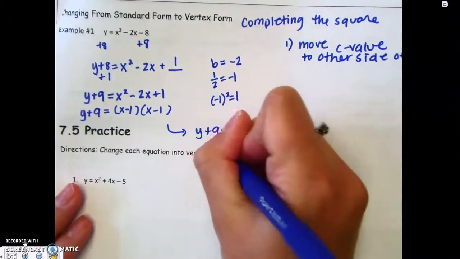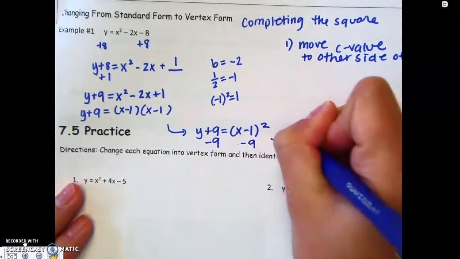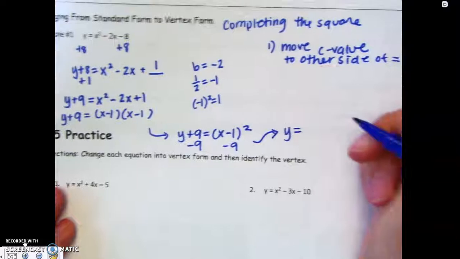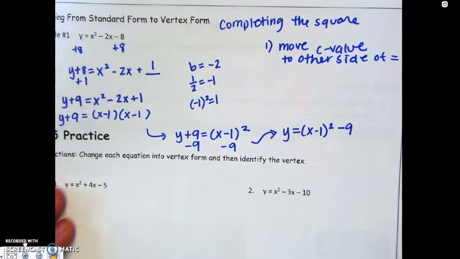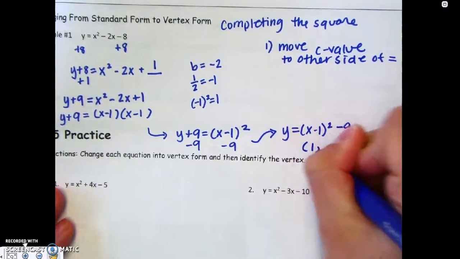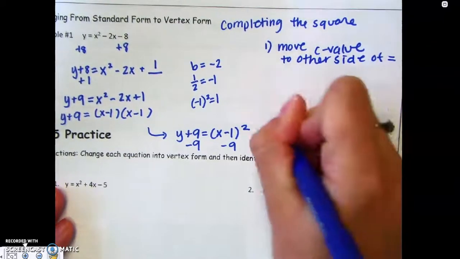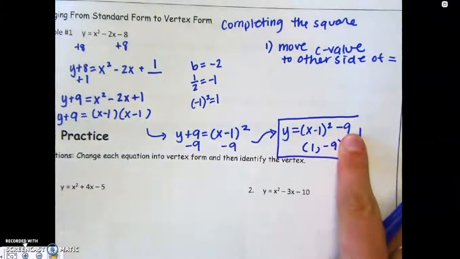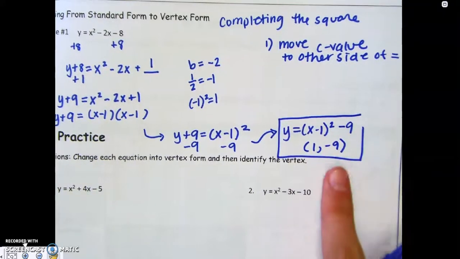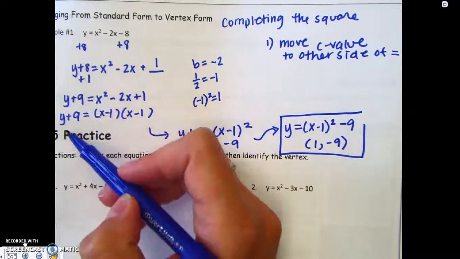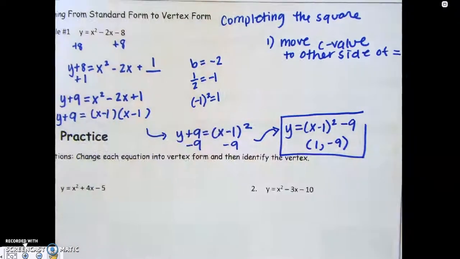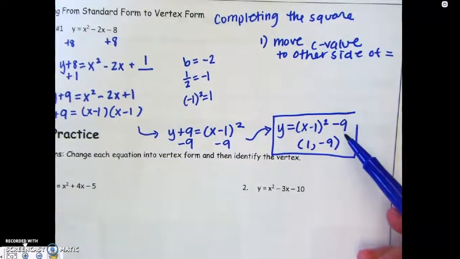My last step will be to get y by itself. So this equation in vertex form is y equals x minus 1 squared minus 9. That means my vertex here would be 1, -9, because remember, it's the opposite of what's in the parentheses, and the y value is the same. So that is my equation in vertex form, and I was able to tell my vertex right from doing that. It's the same process as completing the square. The only difference is you have a y here, which you just leave until the end. You want to get it by itself so you can get your vertex.